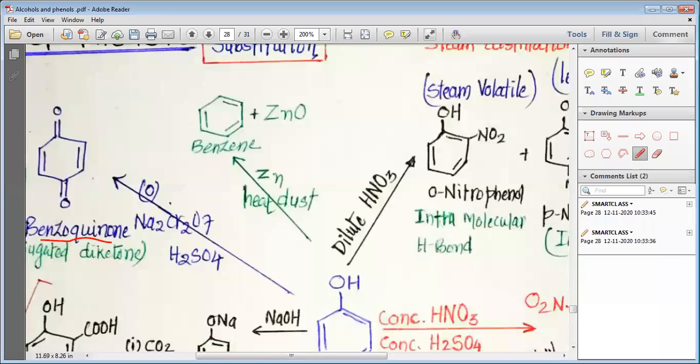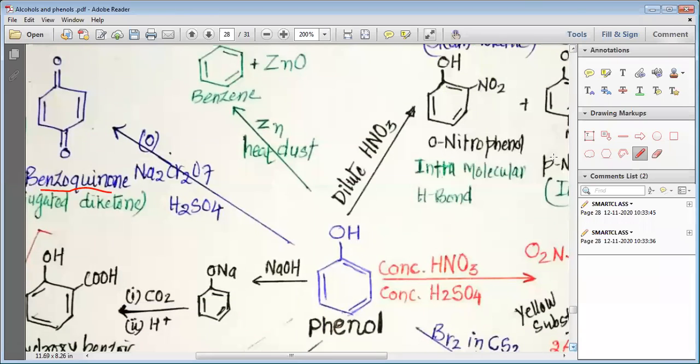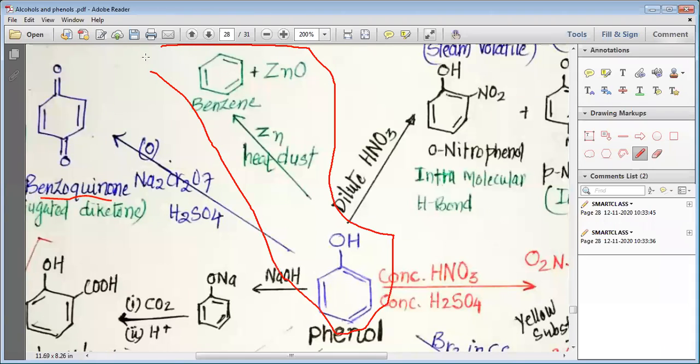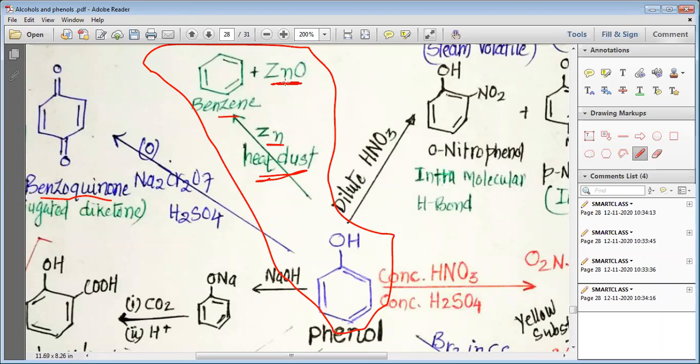Now, my dear students, we are going to study the reduction of phenol. How do we reduce phenol? Phenol is reduced with the help of zinc dust or zinc metal. When phenol is heated with zinc dust, it gives us benzene and zinc oxide. So please remember that phenol, when treated with zinc dust, gives us benzene and zinc oxide.